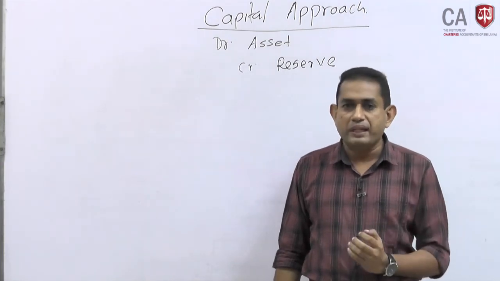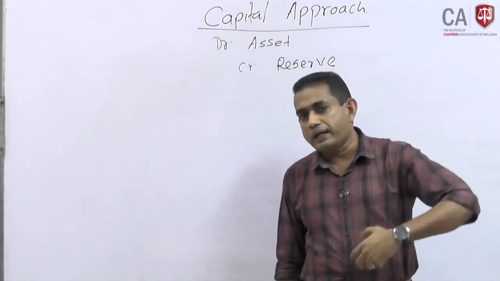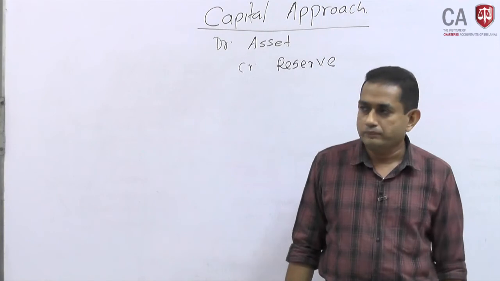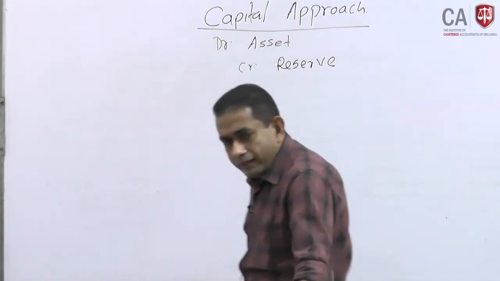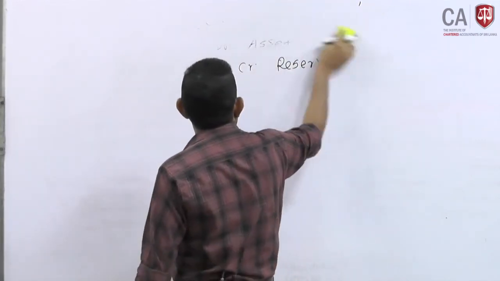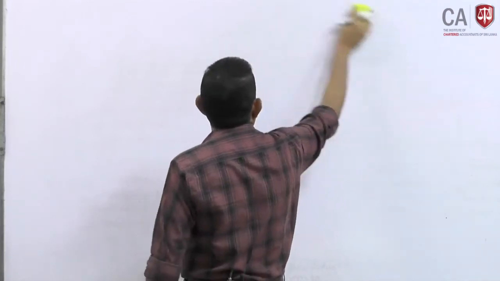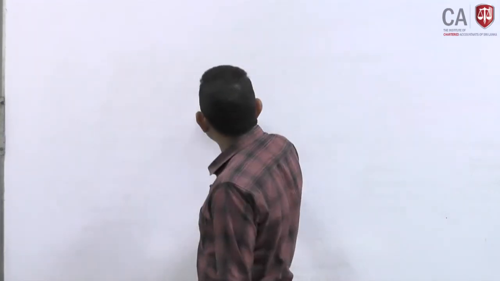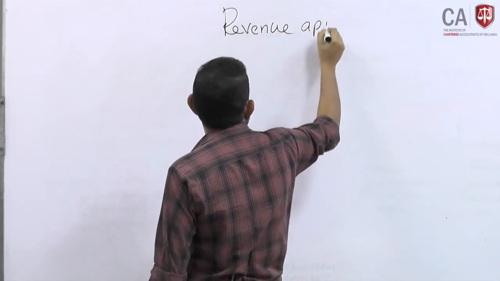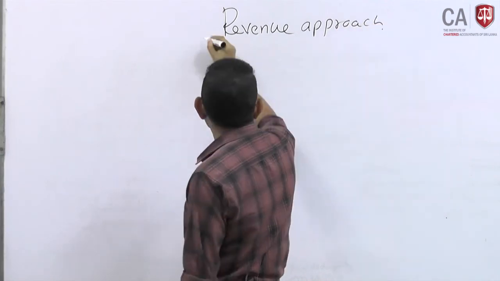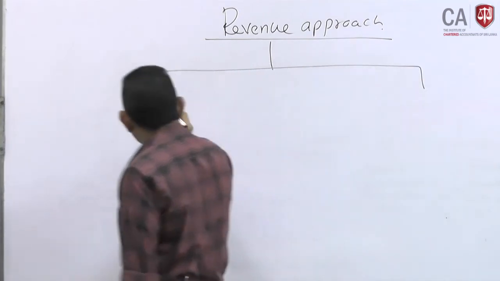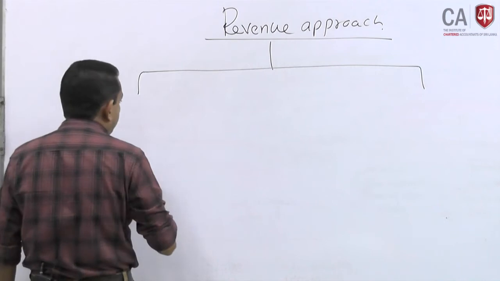The accounting is as simple as that. You recognize the asset, on the other hand you recognize the reserves, nothing more than that. Wow, very simple accounting. Then let me take you through the accounting under the revenue approach. So, we have two methods under the revenue approach.